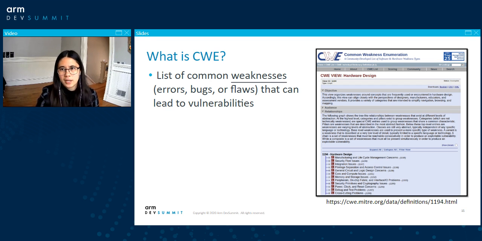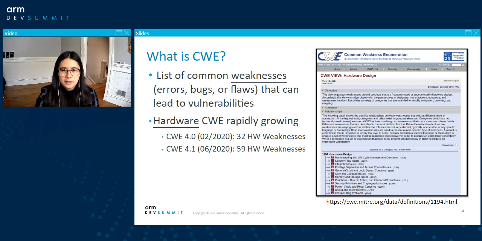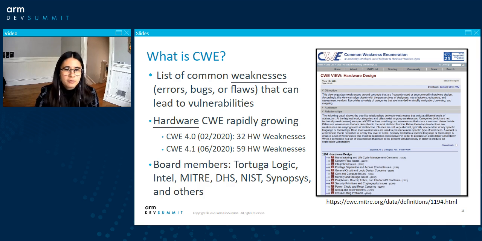So the screenshot on the right-hand side of the slide shows the hardware view. If you go to the MITRE website, you'll see that there are different categories, and then you can expand those and see individual weaknesses for the categories that are relevant to hardware design. And this is really exciting. Hardware CWE is rapidly growing, and it's an industry-wide effort with many different companies involved in overseeing the database and also contributing entries to the database itself.